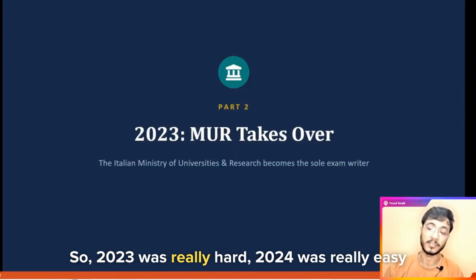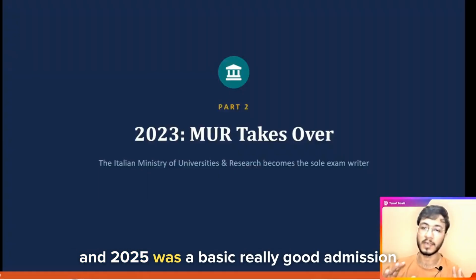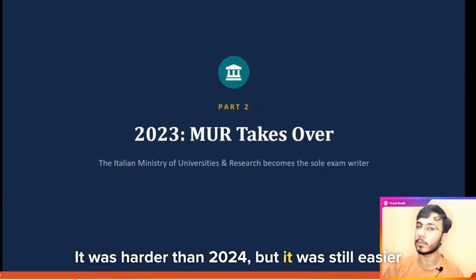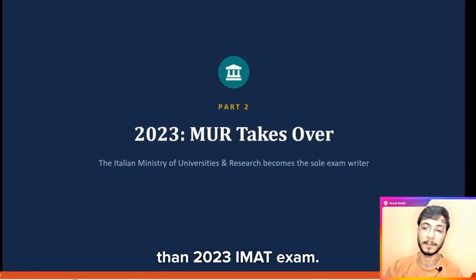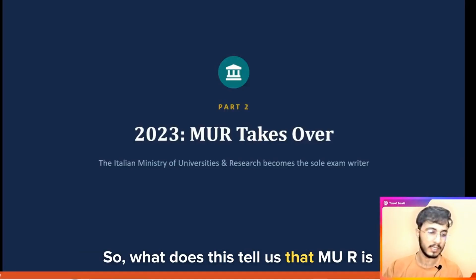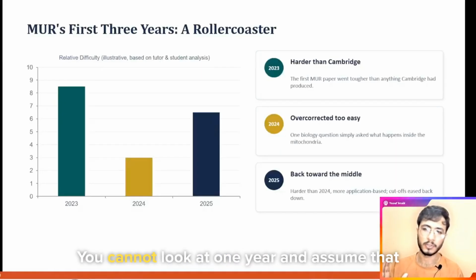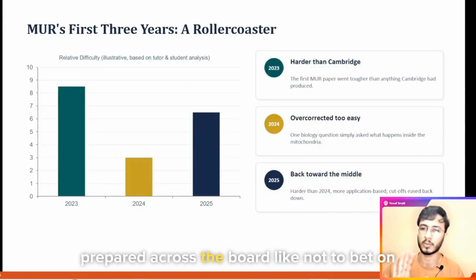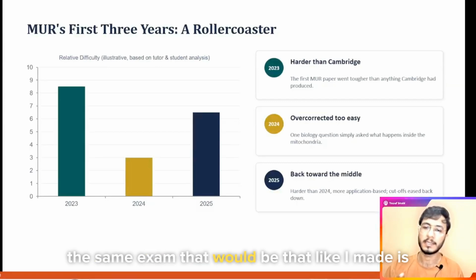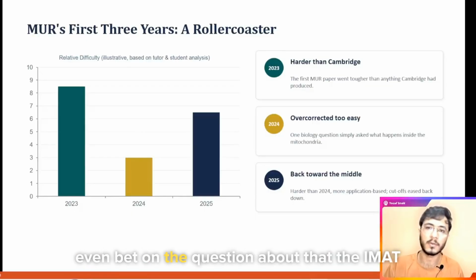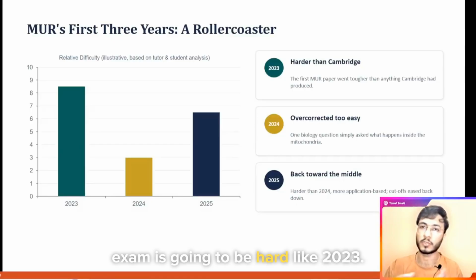So 2023 was really hard, 2024 was really easy, and 2025 was a really good admission test. It was harder than 2024, but still easier than the 2023 IMAT exam. So cutoffs came back towards the middle, and they dropped after 2024. So what does this tell us? That MUR is unpredictable. You cannot look at one year and assume the next will feel the same. So the only safe strategy is to be generally prepared across the board, not to bet that the IMAT is going to be easy again like 2024, or that it is going to be hard like 2023.